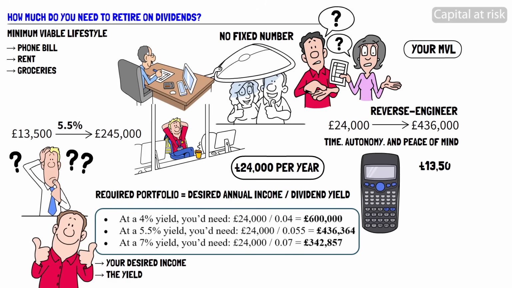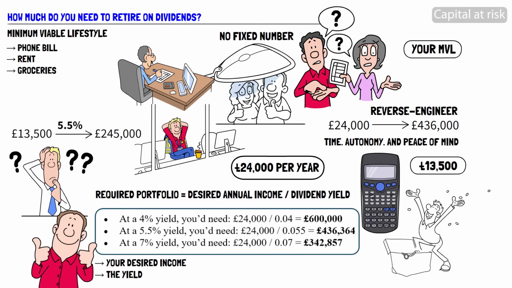And this is why knowing your MVL is so powerful. If your MVL is £13,500, as we mentioned before, and you've hit that number through dividends, you may not be retired in the traditional sense, but you are financially independent at the most foundational level. From there, you can choose to keep building towards a richer lifestyle or simply enjoy the breathing room.